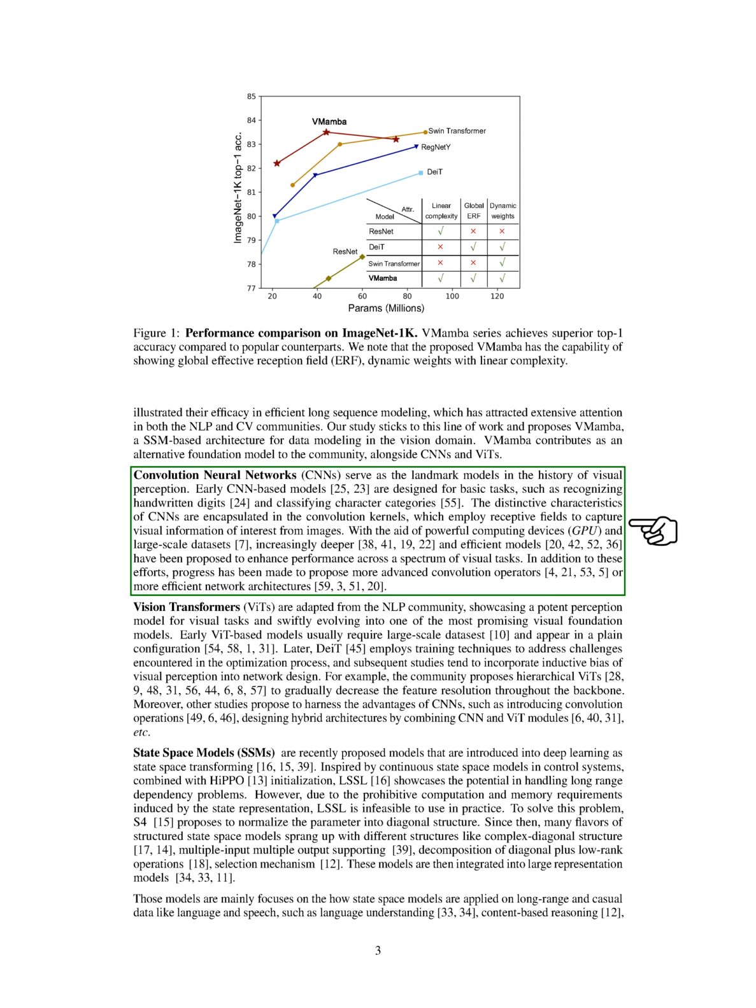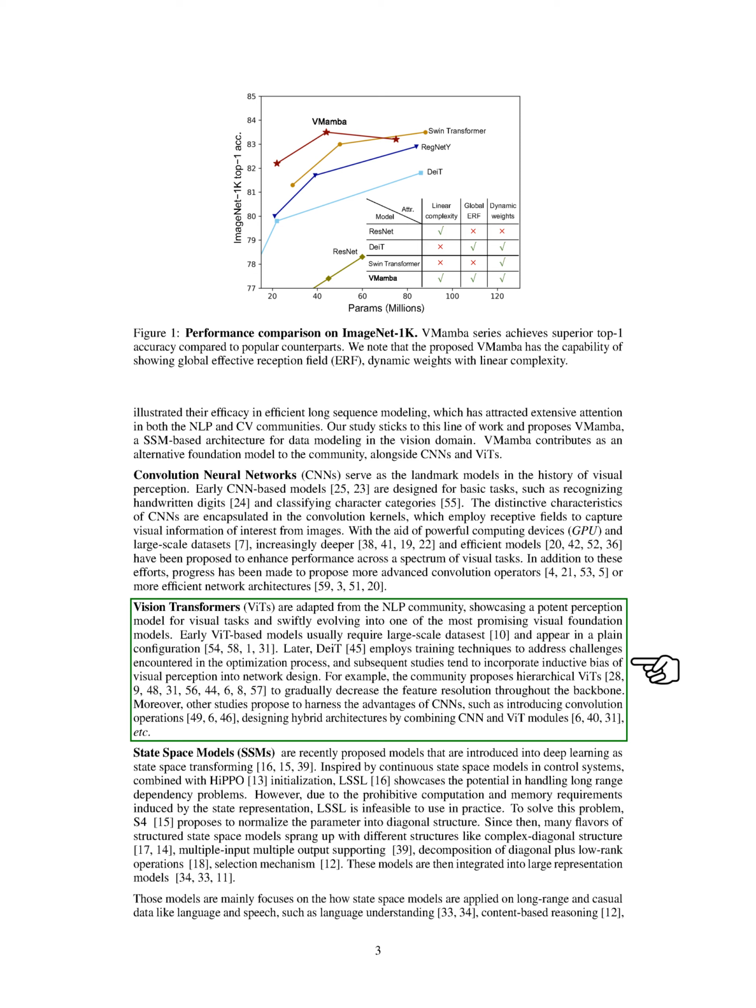CNNs are landmark models in the history of visual perception. Early CNN-based models were designed for basic tasks, like recognizing handwritten digits and classifying character categories. The distinctive characteristics of CNNs are encapsulated in the convolution kernels, which use receptive fields to capture visual information of interest from images. With the aid of powerful computing devices and large-scale datasets, increasingly deeper and efficient models have been proposed to enhance performance across a spectrum of visual tasks.